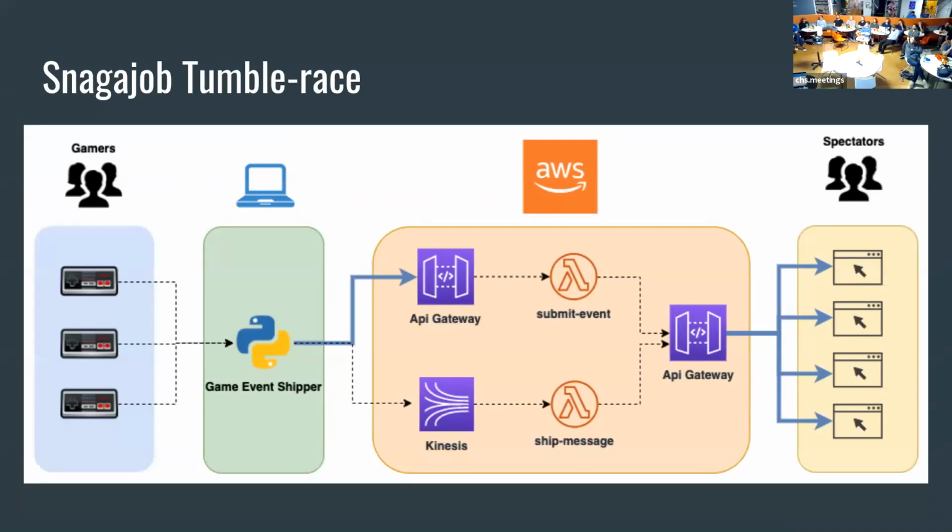So, demo time. I created a game called the Snag a Job Tumble Race. They don't pay me to name stuff here, so that's the best I came up with. It's not trademarked, and it can be changed. So the concept is we have gamers, and there's basically 4 pieces as you're playing the game.